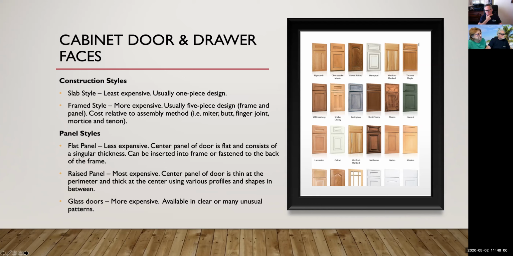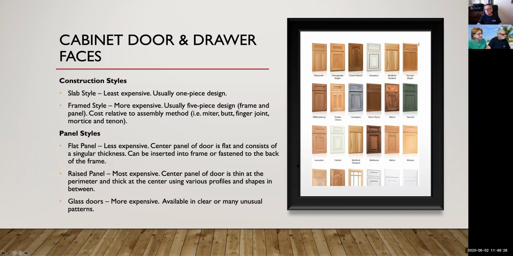These are usually 5-piece designs, frame and panel, and the cost is relative to the assembly method, whether it is a mitered corner, like a picture frame, or a butt joint where they're just together, a finger joint, or mortise and tenon, which is a really old style type of construction, but very, very long lasting and very strong.